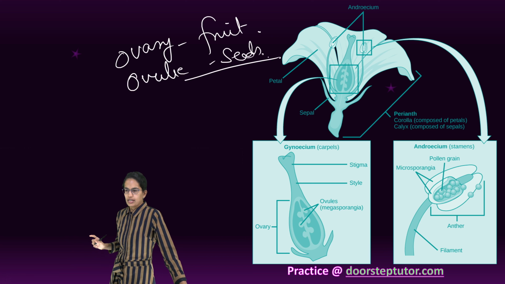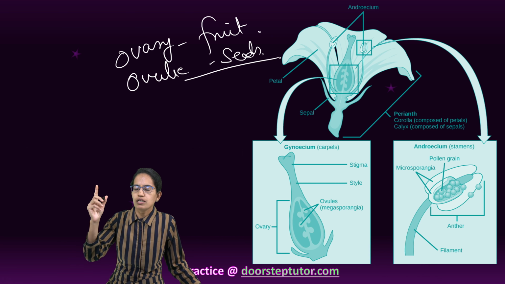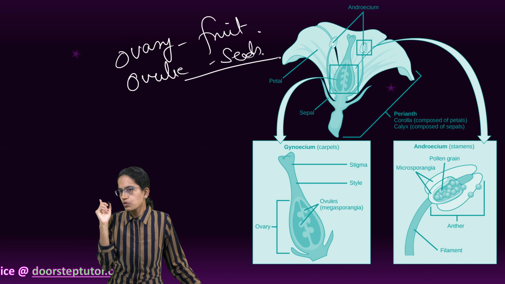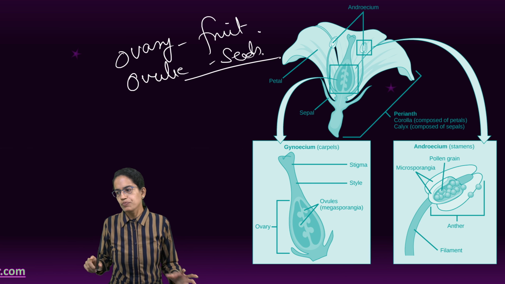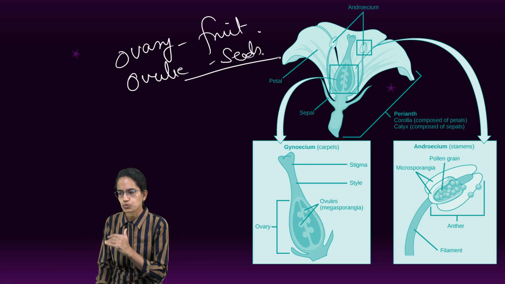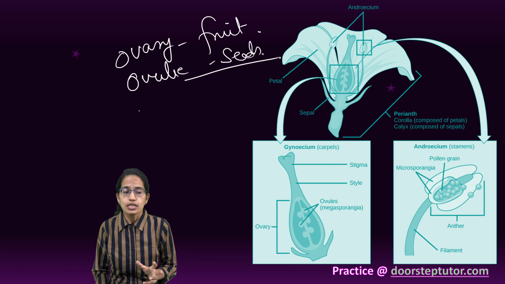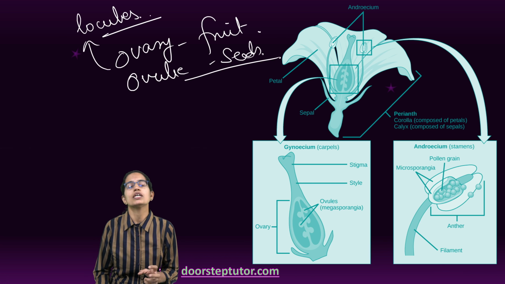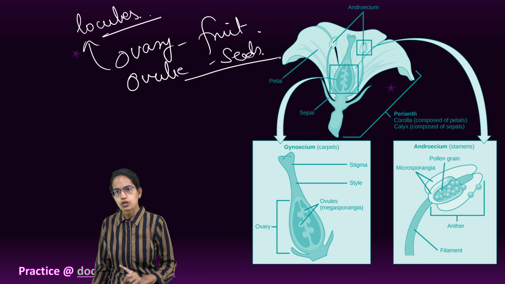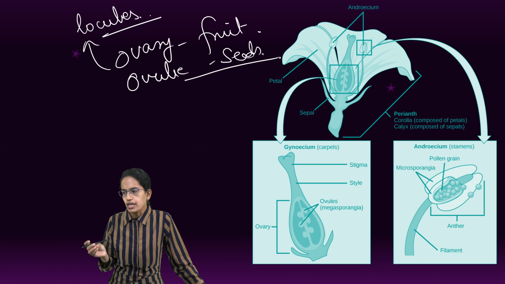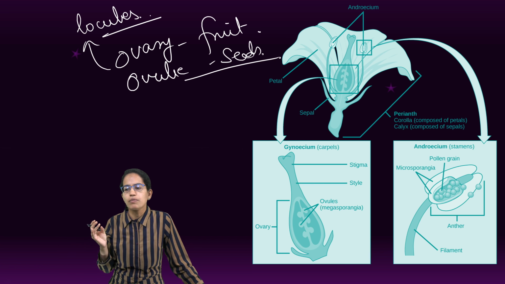Another important thing is that the stigma has a terminal knob, and this could be either sticky or feathery. In either case, the idea is to receive the pollen grains and transfer them to the ovary, which is the base. Now, the ovary can have various chambers. These chambers of the ovary are called locules. If there is one, it is called unilocular. If it has many, it is called multilocular. So the ovary could be unilocular or multilocular.